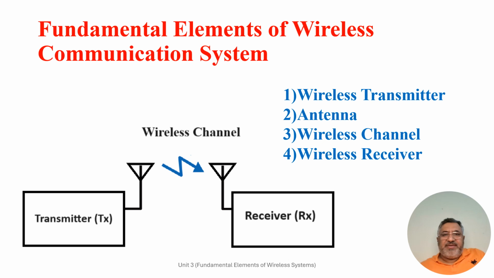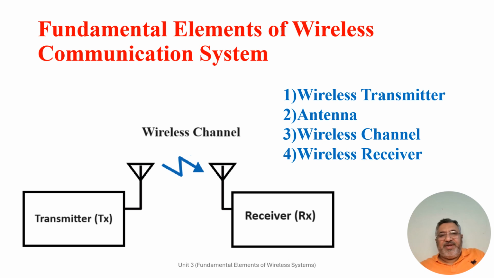Broadly speaking, wireless system can be classified into well-defined four parts, as we have already discussed. The first part is basically the wireless transmitter. And wireless transmitter is a device that converts the information of data into a highly suitable form for wireless transmission.